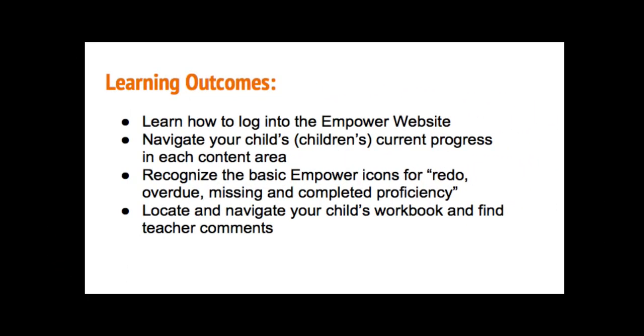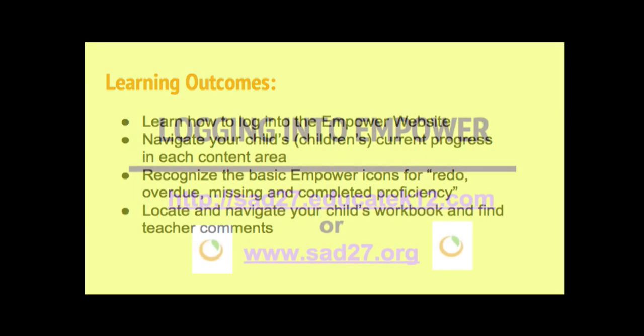At the end of this video, you should be able to log into the Empower website, be able to navigate your child's or other children within the district to see their current progress in each content area. Recognize the basic Empower icons for a redo, overdue, missing work, and completed proficiency in reference to standards, as well as locate and navigate your child's workbook, as well as find teacher comments related to each activity.